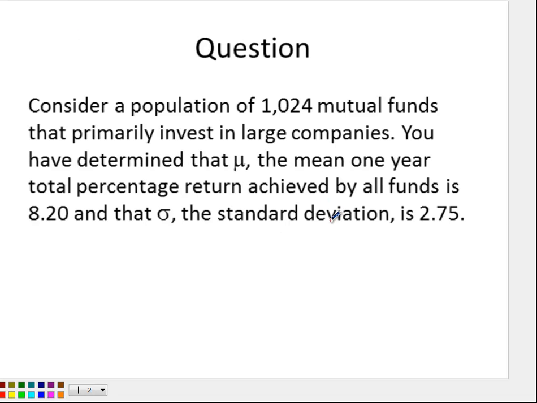So let's consider a population of 1,024 mutual funds that primarily invest in large companies. You have determined that mu, the mean 1-year total percentage return achieved by all funds, is 8.2, and that sigma, the standard deviation, is 2.75.